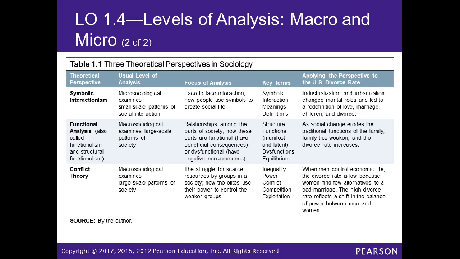So if we look at them real quick, the usual level of analysis for symbolic interactionism is micro-sociological, examining small-scale patterns of social interaction. The focus of analysis is face-to-face interaction, how people use symbols to create social life, as we talked about. Some of the key terms for them are symbols, interaction, meanings, and definitions. Applied to the divorce rate, industrialization and urbanization changed marital roles and led to a redefinition of love, marriage, children, and divorce.